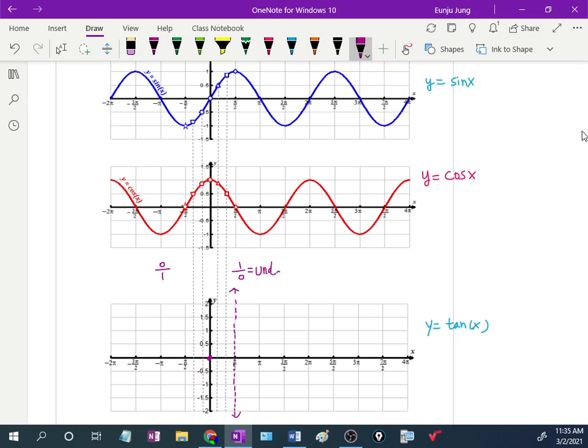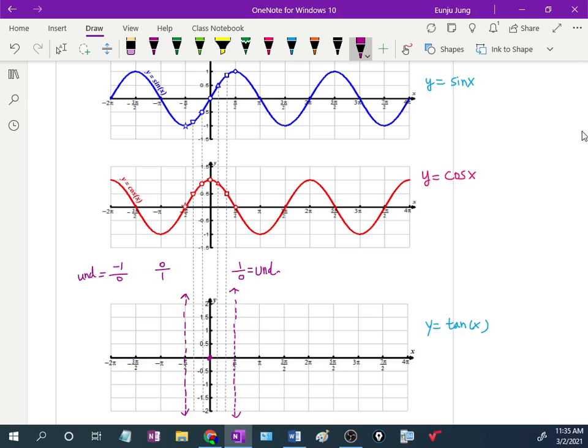Now let's look at the other side. If I go to negative pi over 2, what is the sine value? The sine value at the star location is negative 1, and the cosine value at the star location is 0. What do we get? Undefined again. So like the other side, at negative pi over 2, the tangent function has a vertical asymptote.